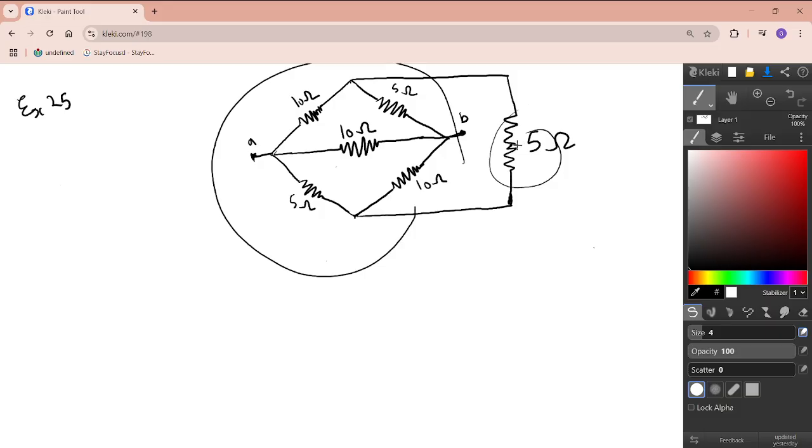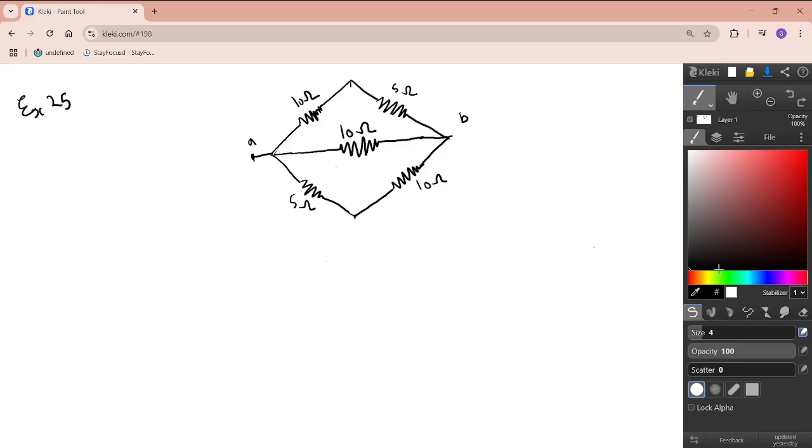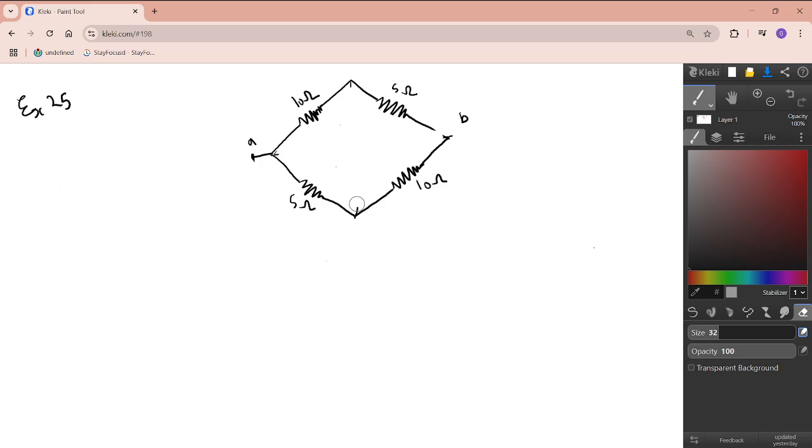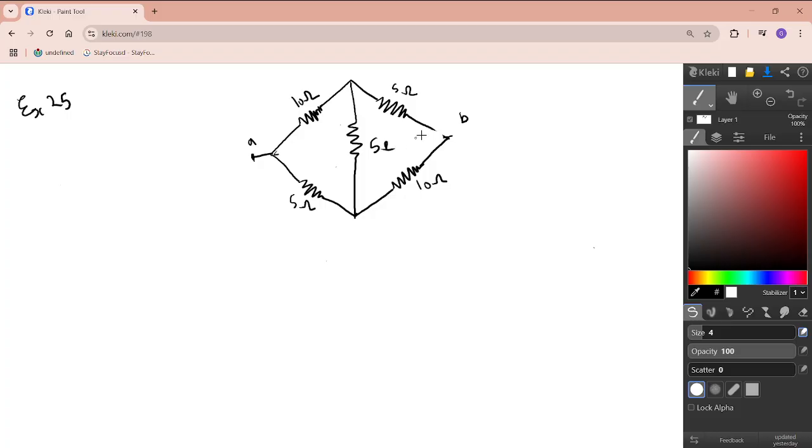But a better way, what I would do is take the 10 ohm wire outside, because then it gets a Wheatstone bridge configuration. So we can have this 5 ohm wire inside, and that's how we convert it into a Wheatstone bridge. Of course, it's not a balanced bridge, but anyway, you can take this horizontal wire outside now.